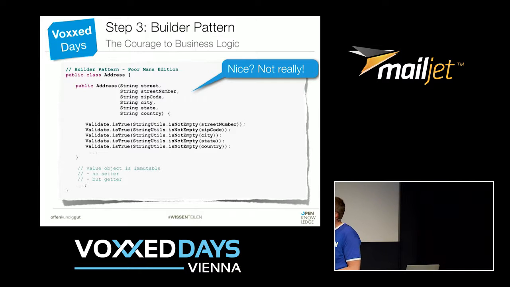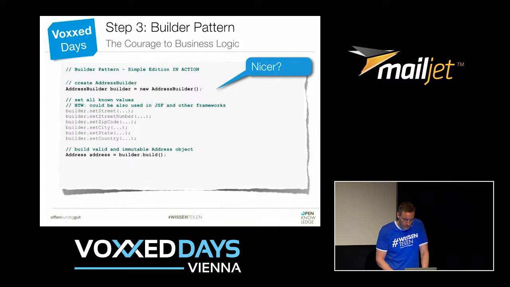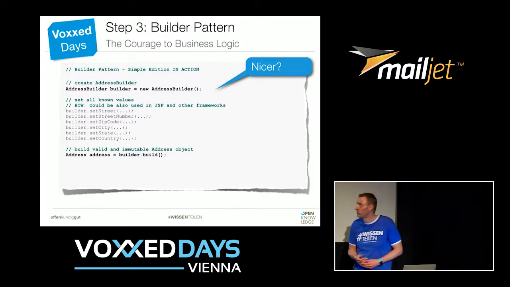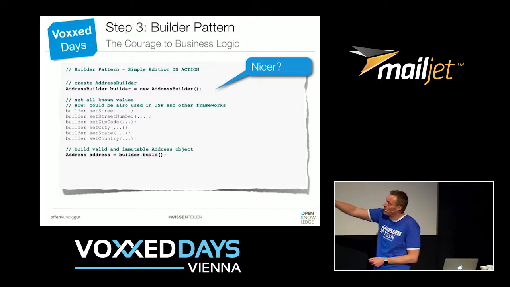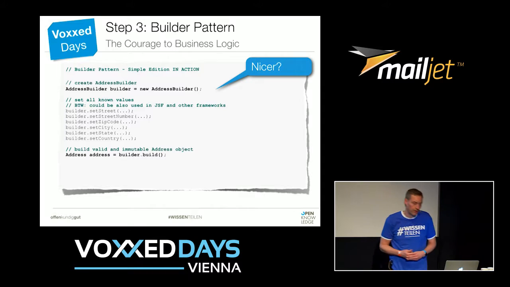Class Address, and we have a constructor. And inside this constructor, we check every attribute if it's set correctly or not. This is kind of a poor man's builder pattern. But it's not really nice. Something nicer is this. You have a builder. First code line, new AddressBuilder, and then you set different values for this address builder, and then you call something like builder.build, and you get something like a valid address as the result.